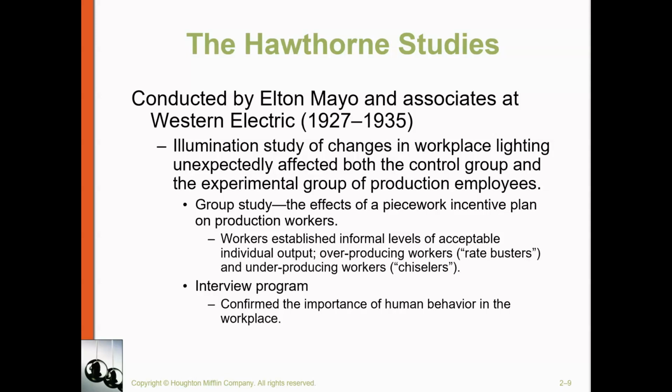So this study was about workplace lighting. This illumination study had a control group and an experimental group. This was a scientific experiment. And they were changing the lighting level to see which would be the best, which would produce the most, which would be the most productive for the workers in the facility. But what's interesting about this study is that nothing they expected to happen actually happened. And they were only able to figure out why through this interview program they had at the end, which confirmed that it was the people that were important and the people that made the difference in this study.